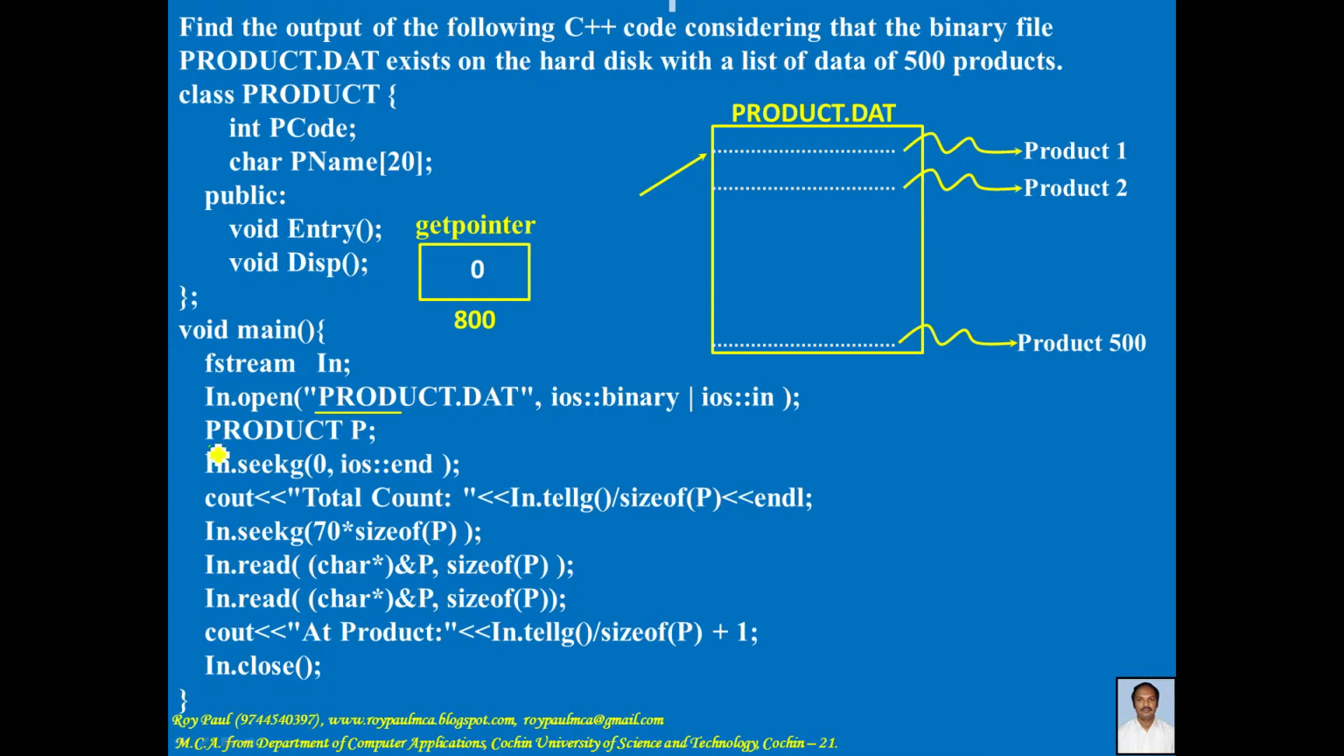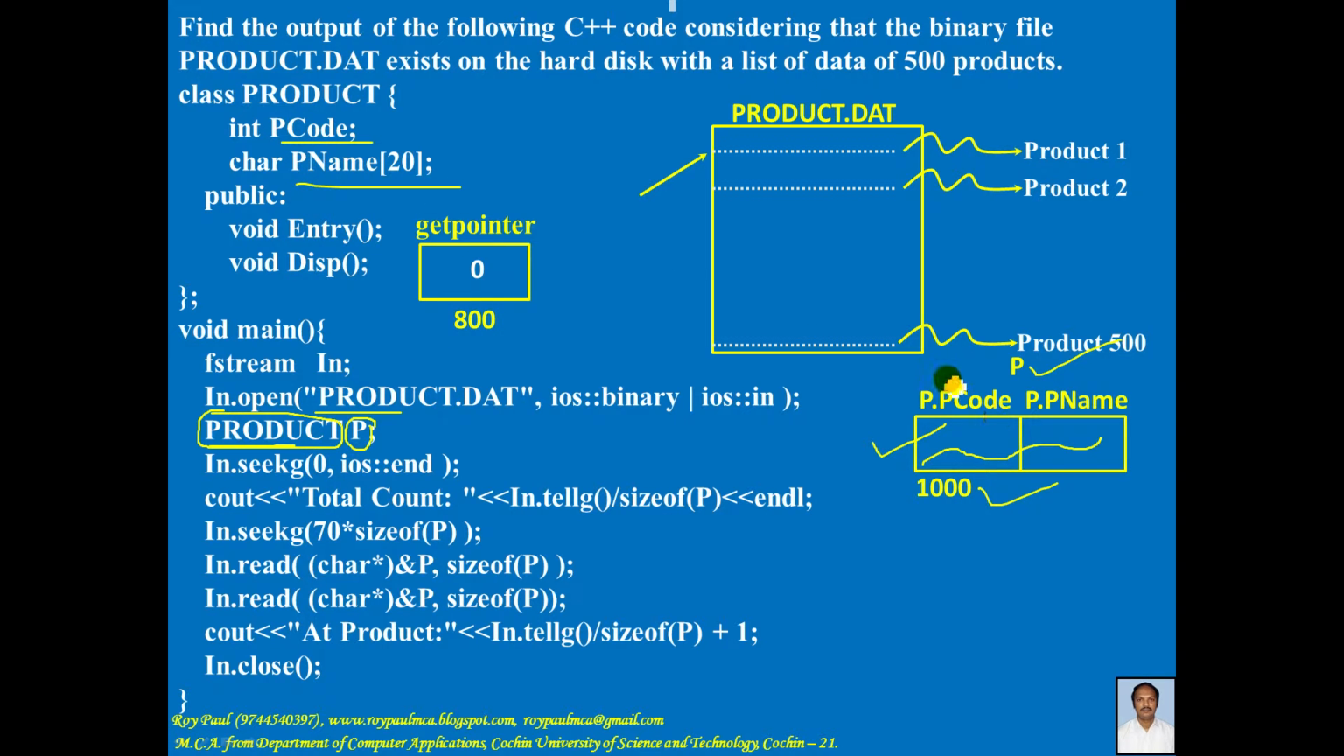Now after this, p is an object of a class. So memory should be allocated like this: name, content, address. The content area is divided into two parts because this class consists of two data members, pcode and pname. So divided into two parts.